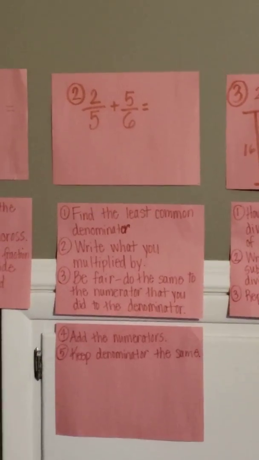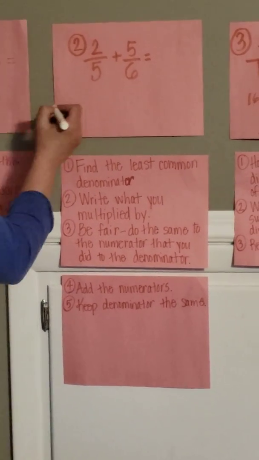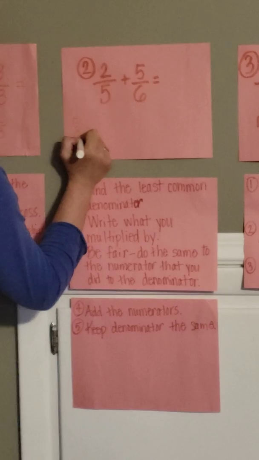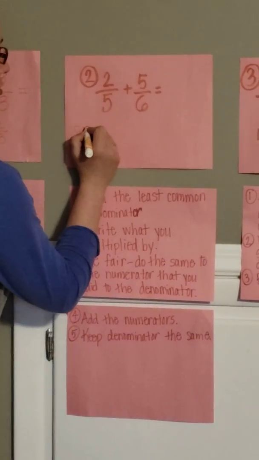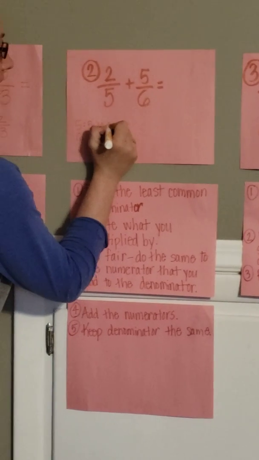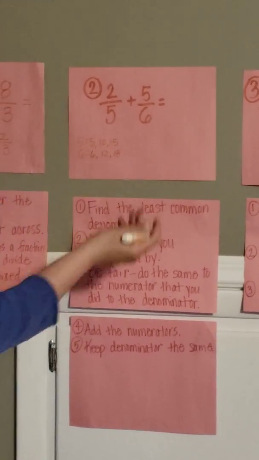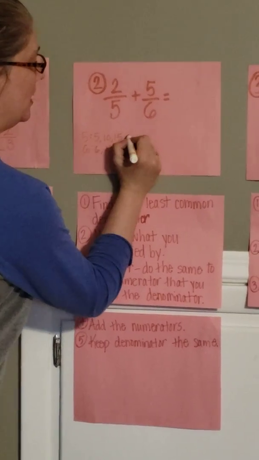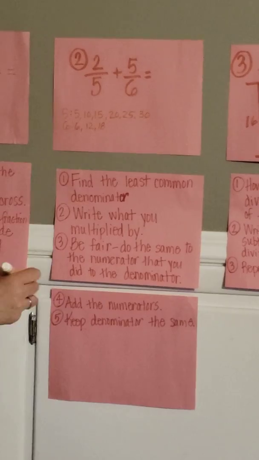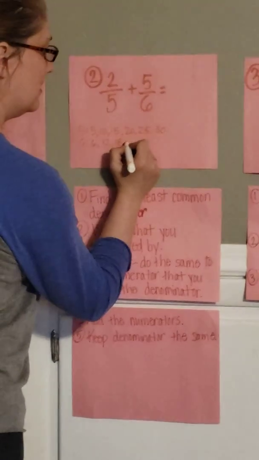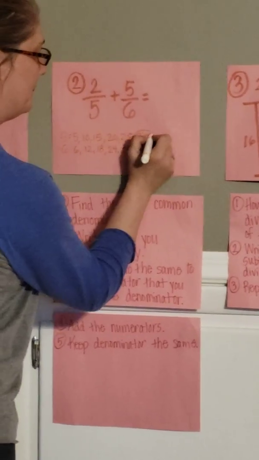2/5 plus 5/6. Step 1, find the least common denominator. The first number that 5 and 6 both go into, if you don't know, you list your multiples. 5, 10, 15, 6, 12, 18. I don't have one yet, so I keep going. 20, 25, 30, 18, 24, oh my gosh, 30.